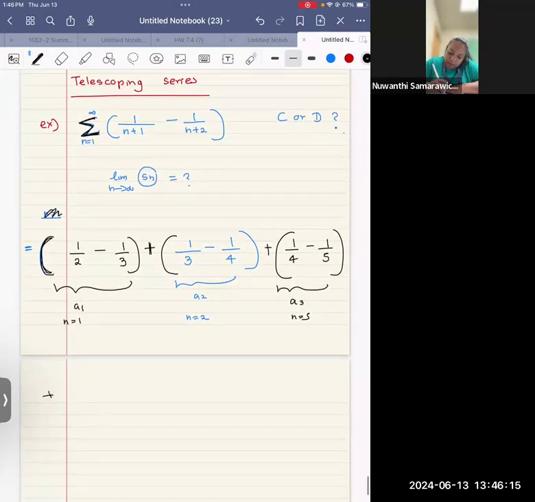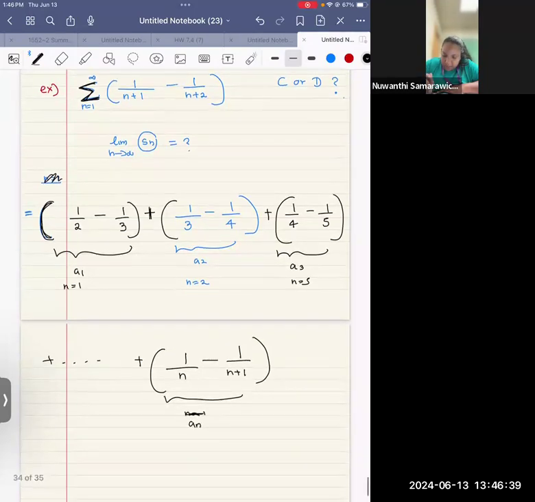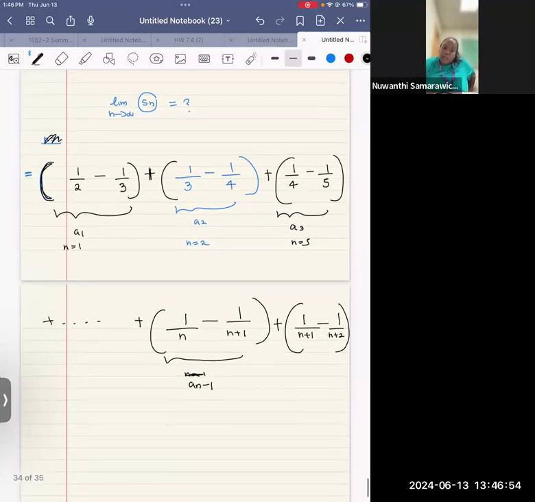This will keep on going. Let's say when n is equal to n minus 1, that is a sub n minus 1, and then the nth term will look like 1 over n plus 1 minus 1 over n plus 2. This is your a sub n term.